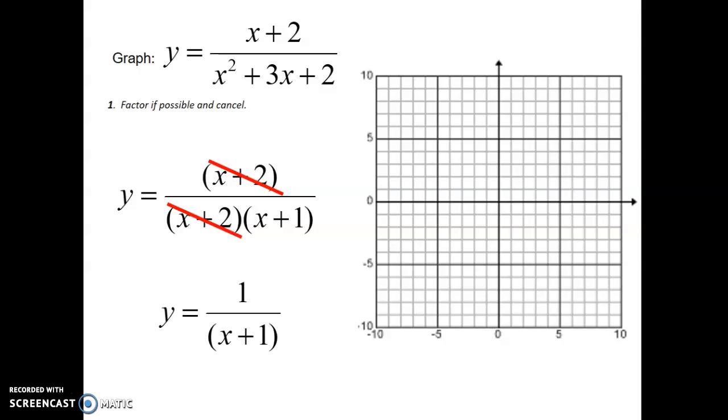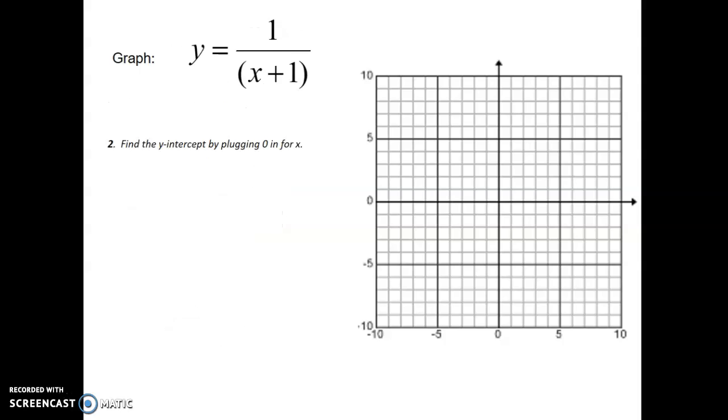Just because you canceled something out doesn't mean it's gone forever. It just means x plus 2 divided by x plus 2 is 1. Well, 1 is still on the top of your fraction. So this is what we're going to be using to find out our information for the next couple steps. Okay, so we have 1 over x plus 1 as our equation.